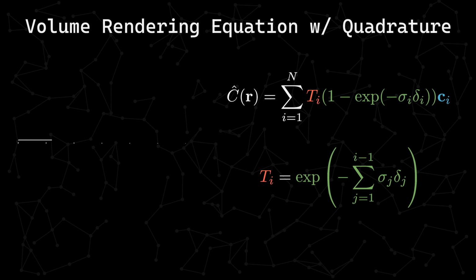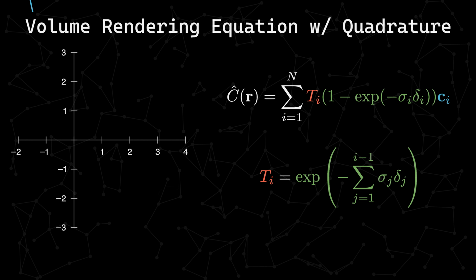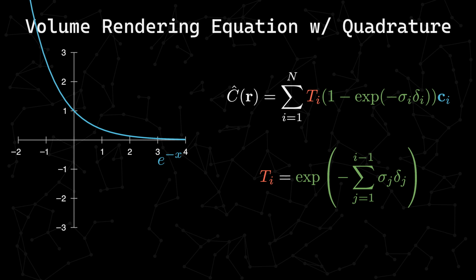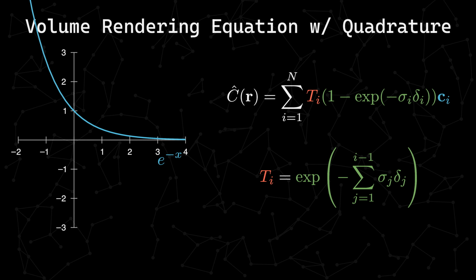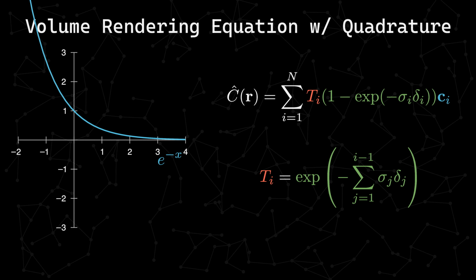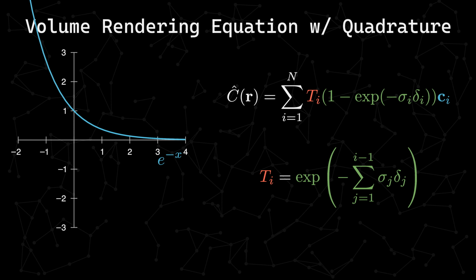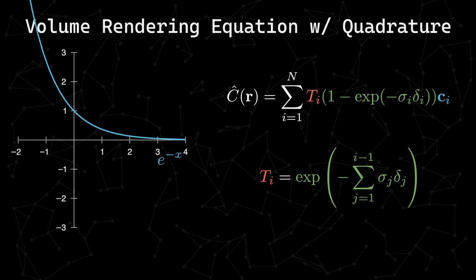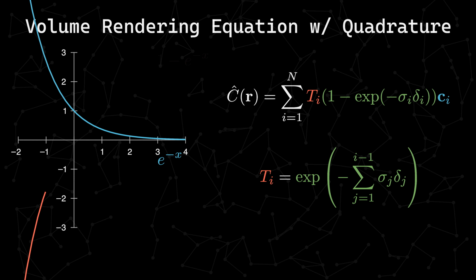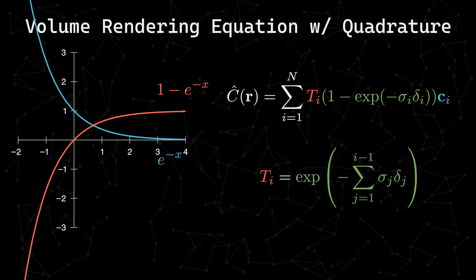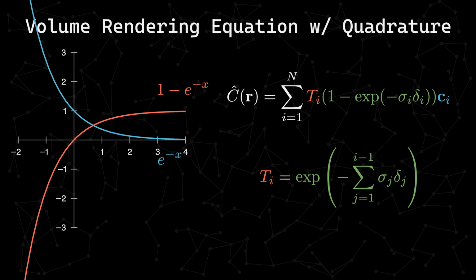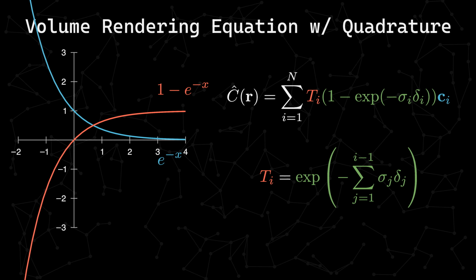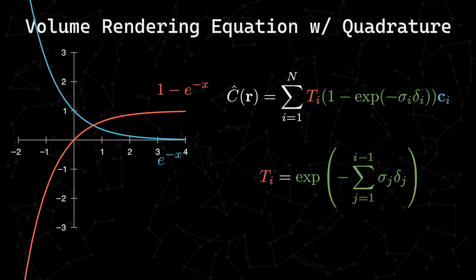Let's take a look at the graph of e to the negative x, which is a part of our transmittance function. When sigma times delta at point I is high, it lowers the transmittance value for future points along the ray, which in turn means that future points along this ray will contribute less to the final color. Conversely, it increases the value of 1 minus e to the negative sigma times delta, which means point I itself will contribute more to the final color.